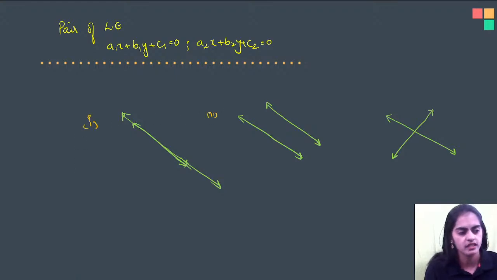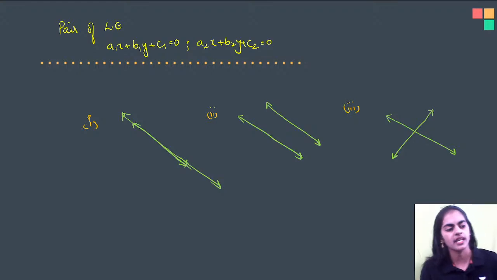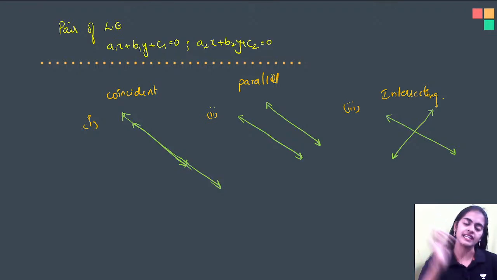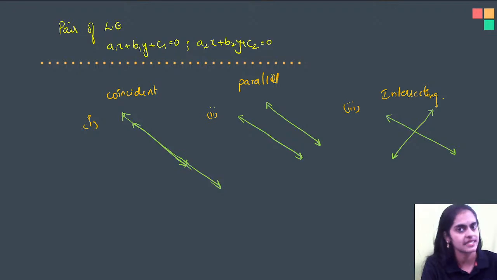So they can be intersecting, or they can be parallel, or they can be overlapping over each other, which means they are coincident. These are coincident, these are parallel, and these are intersecting. Okay, so now you know this only after drawing a graph. Today let's see, even without drawing a graph, how can we know whether the lines are parallel, intersecting or coincident, and we shall do questions based on it.